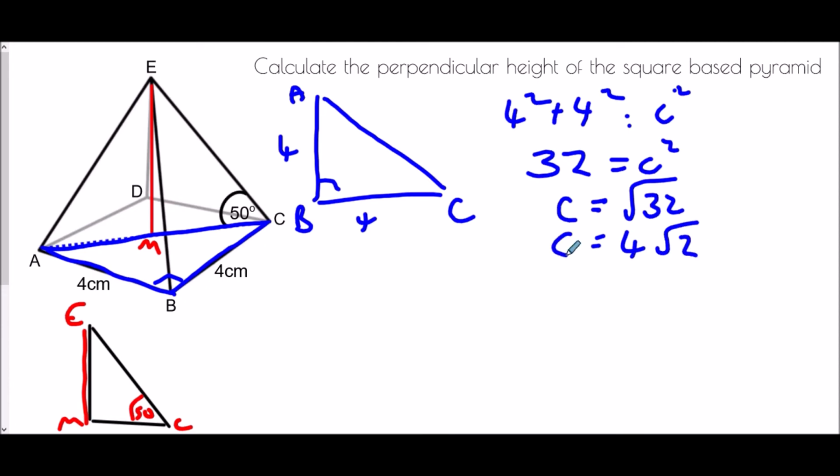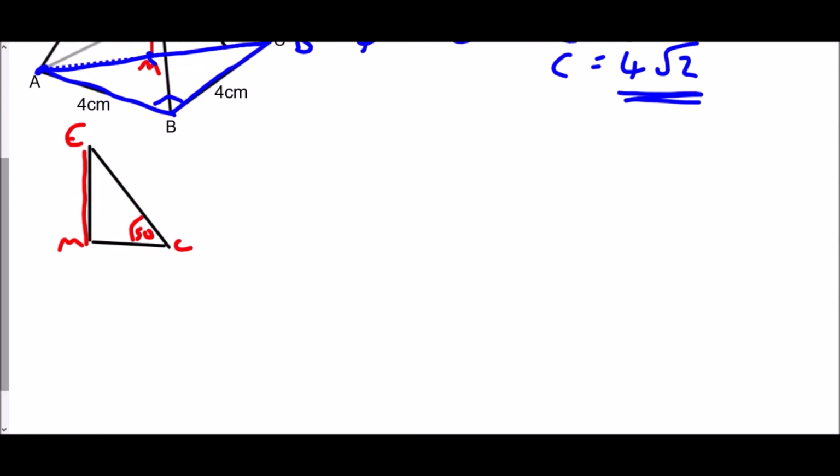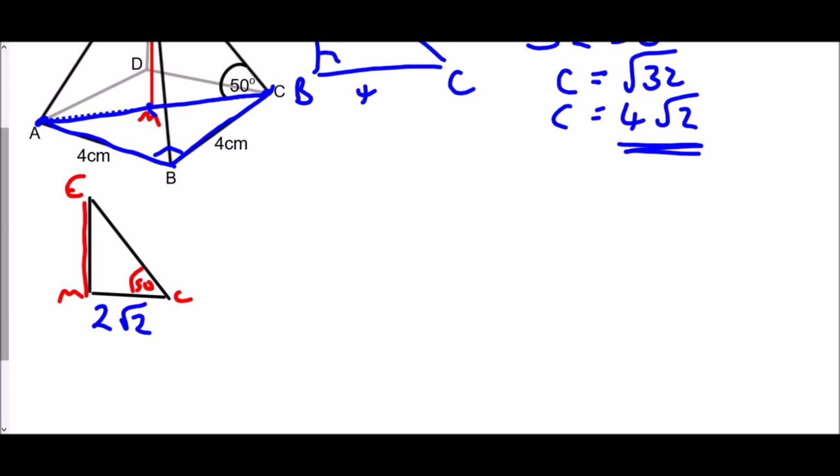And the reason I'm doing that is that AC goes all the way from one corner to the other. But in the diagram we're using, we're only using half of that. And therefore MC is going to be half of this value. What is half of 4 root 2? Well, that is 2 root 2. And so now, with that information, we have enough on our diagram in order to find EM. We're going to need to, as always, label our diagram.